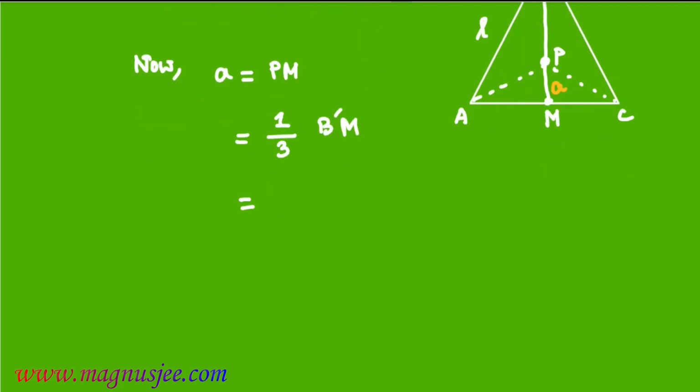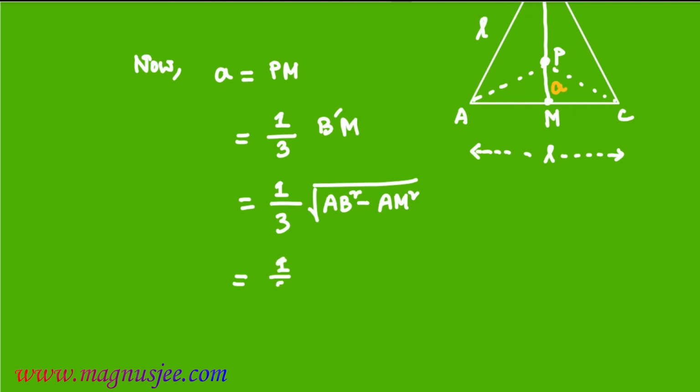1 by 3 root over AB prime square minus AM square. L is the length of each side. 1 by 3 root over, now AB prime is L, root over L square minus L by 2 whole square under square root.